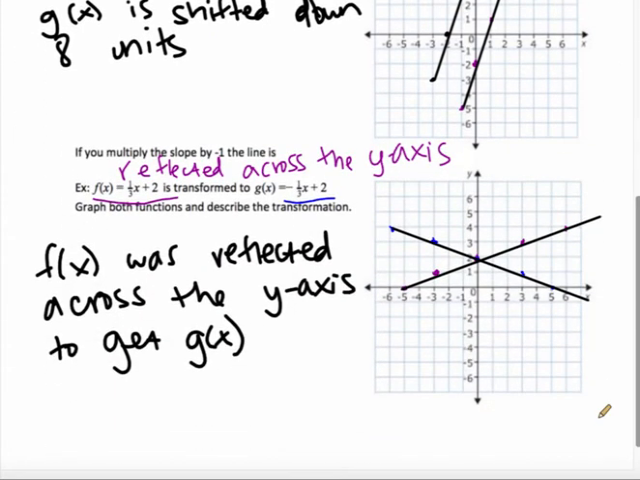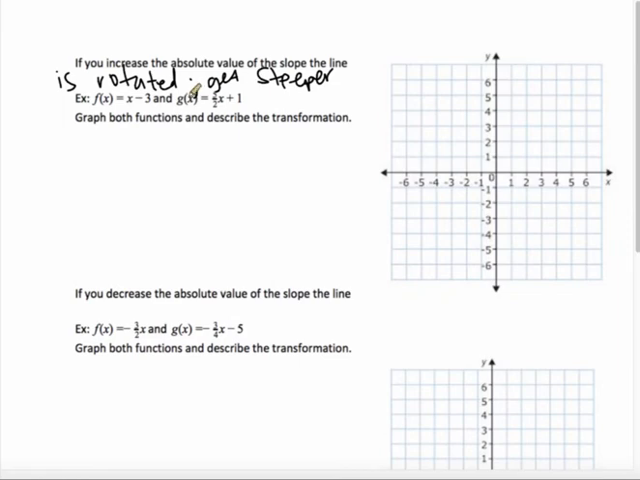Okay? This has a slope of 1/3 and this has a slope of -1/3. That is the same steepness. What's the absolute value of 1/3? It's 1/3. What's the absolute value of -1/3? It's 1/3. So do you see the steepness is the same? So that's why I'm talking about the absolute value here. I'm not taking into account the positive and the negative.